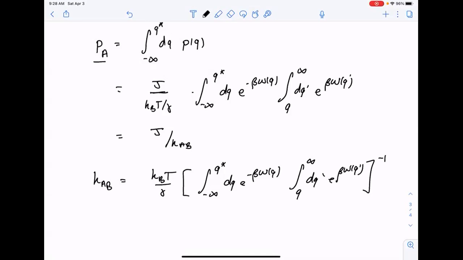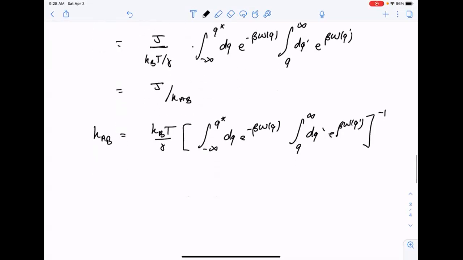And what we found, even without being able to evaluate those integrals, is that the rate now has a dynamical dependence. It depends explicitly on the friction. In fact, it goes inversely proportional to the friction. This should not be all that surprising.